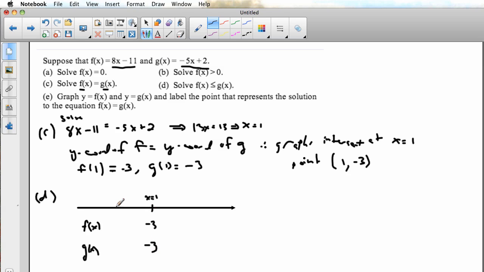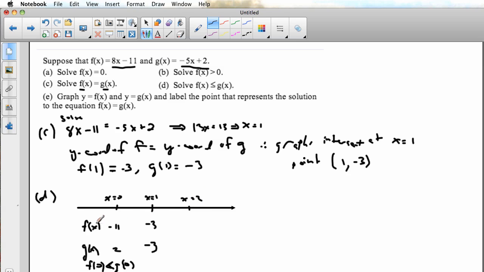A number to the left of 1 would be x equals 0. You can use any number you want to the left of 1. F of 0 is negative 11, and g of 0 is 2. So out here at x equals 0, I know that f of 0 is smaller than g of 0. So that's how those are related to each other when x equals 0. The f graph's y-coordinate is negative 11, the g graph's y-coordinate is 2, so the f graph has the smaller of the y-coordinates. So now I pick a value over here, use 2.